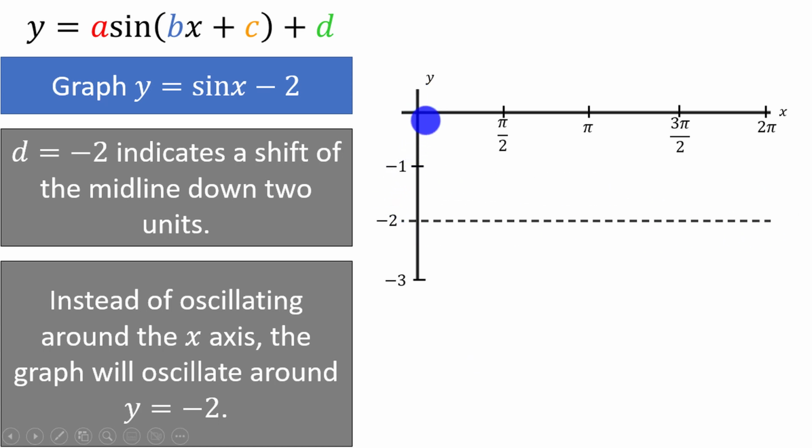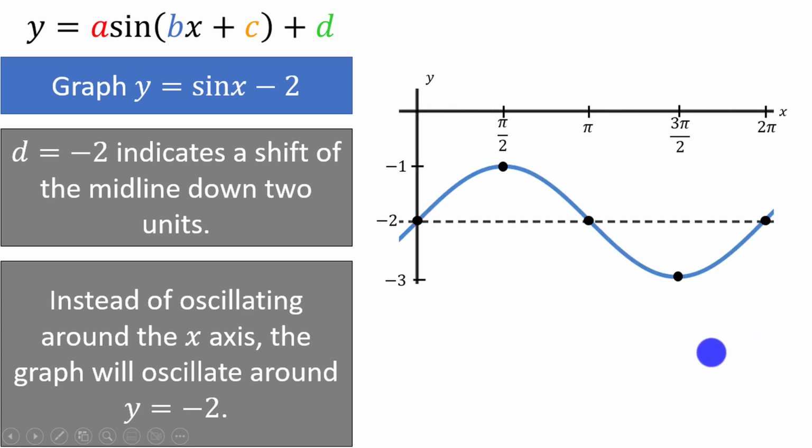Typically, sine starts at 0, 0, but since we are shifted down 2 units, we will instead start at 0, -2. Typically, sine would increase from the beginning of its period, going up to 1 at pi/2. Instead, we will increase from our starting point of -2, so that at pi/2 we will be at -1. Then at pi, we will be back down to the midline, which is at -2. At 3pi/2, we will be at our minimum of -3, and then at 2pi, we will be back where we started, at -2. We can connect the dots to draw our sine function. This is the exact same graph as y equals sine of x, except we are shifted down 2 units.